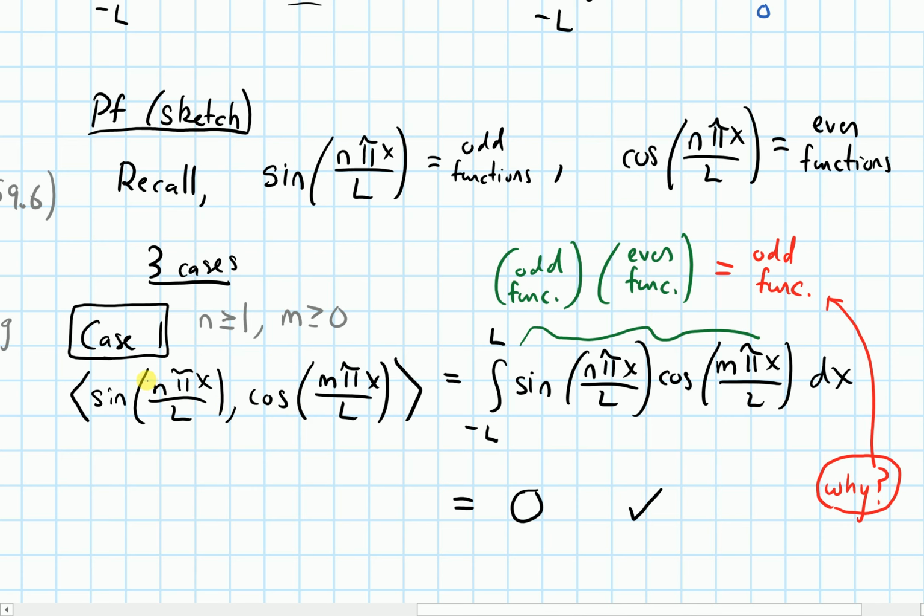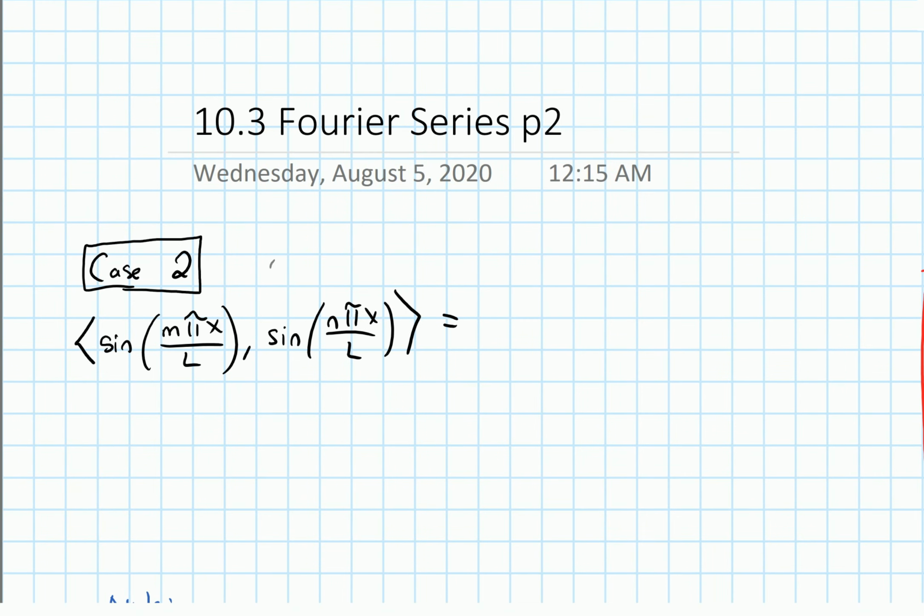So what if we take the inner product of two sine functions? And what if we take the inner product of two cosine functions? So let's do two sine functions next. So here is case 2. Now I'm going to take the inner product of two sine functions. And notice I've written m in one of them and n in the other, because the m and the n might be different. The m and the n that go on the sine functions in our list have to be greater than or equal to 1.